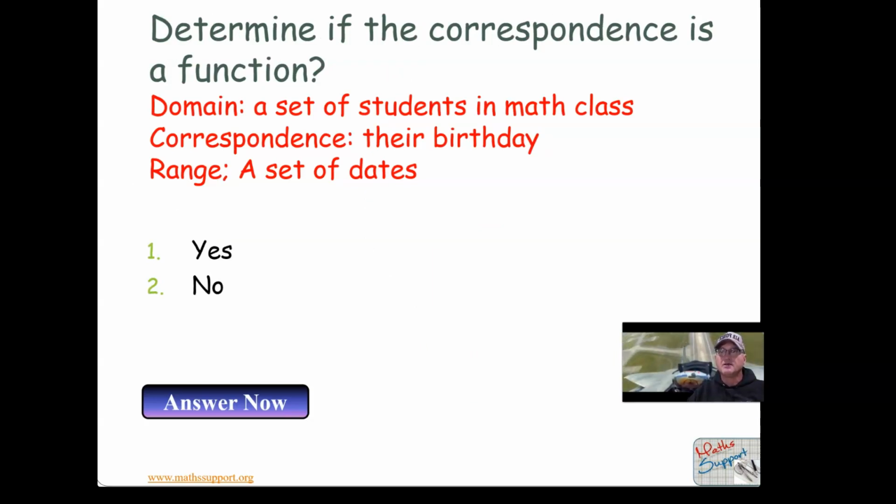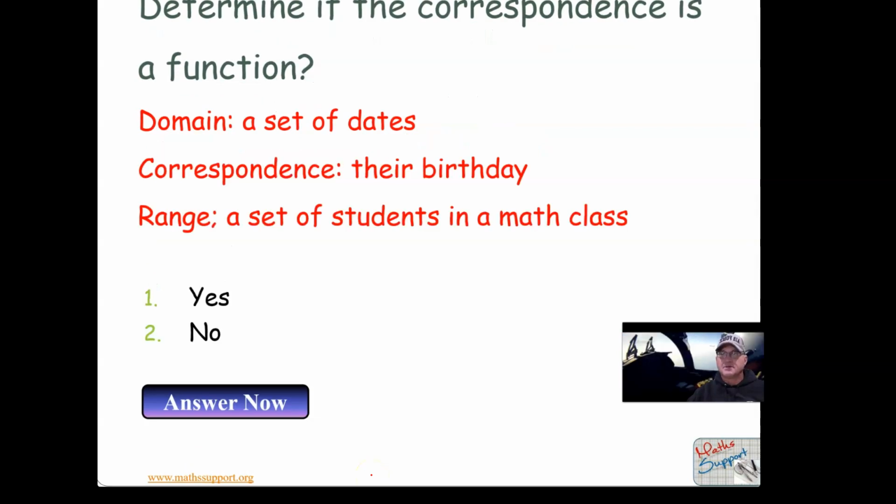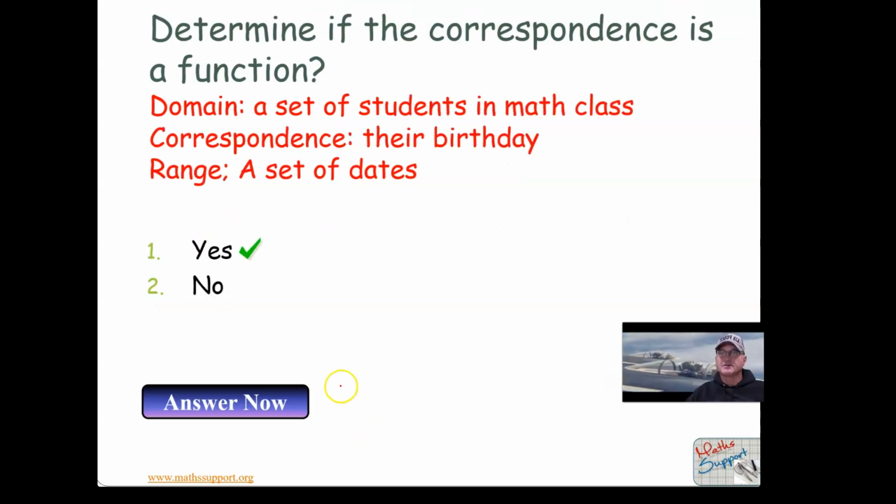Your domain are math students in the class, and the correspondence is their birthday. So the range is going to be made up of a set of dates. Question is, would this be a function? And the answer is yes, because a student can't have more than 1 birthday. So every student would have exactly 1 birthday, and that would make it a function.